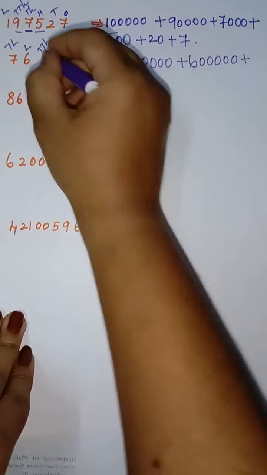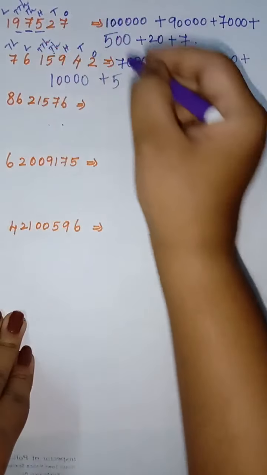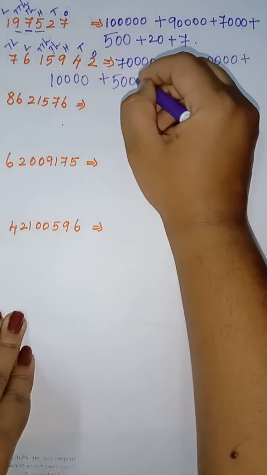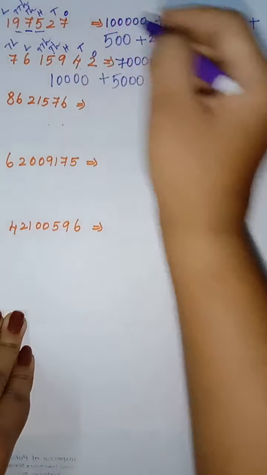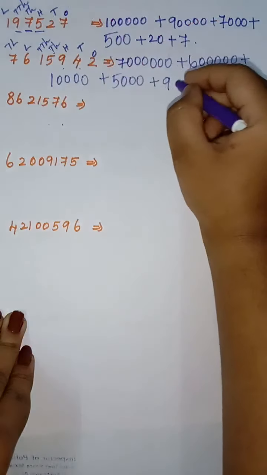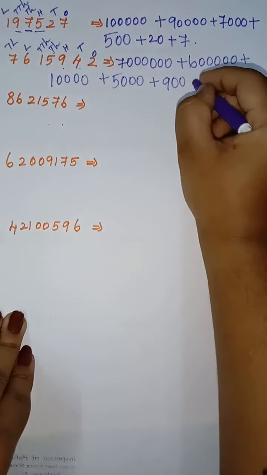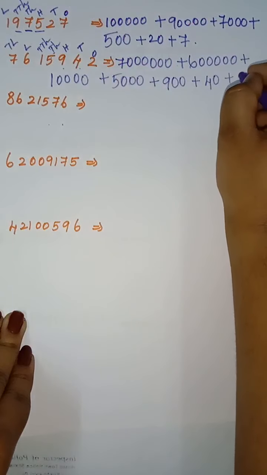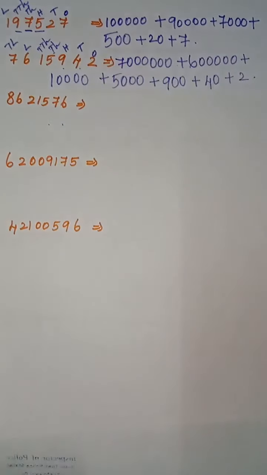Then plus. Then 5, which they have given as 1000. For 1000, how many zeros? 3 zeros: 1 2 3. Plus. Then 9, which is hundreds, so 100 means 1 2 zeros. Then plus 4, which is tens, so 10 means only 1 0. Then the remaining one is the ones place, that is 2. Clear? A very simple format.